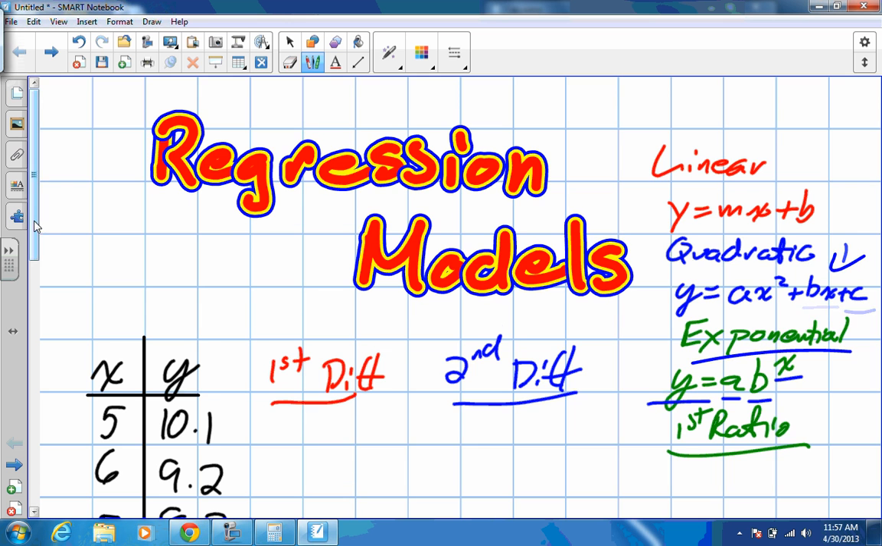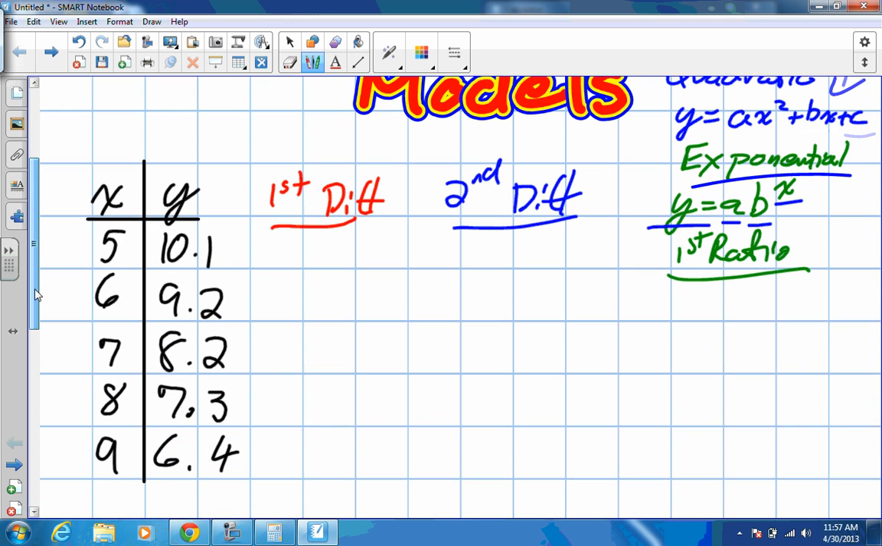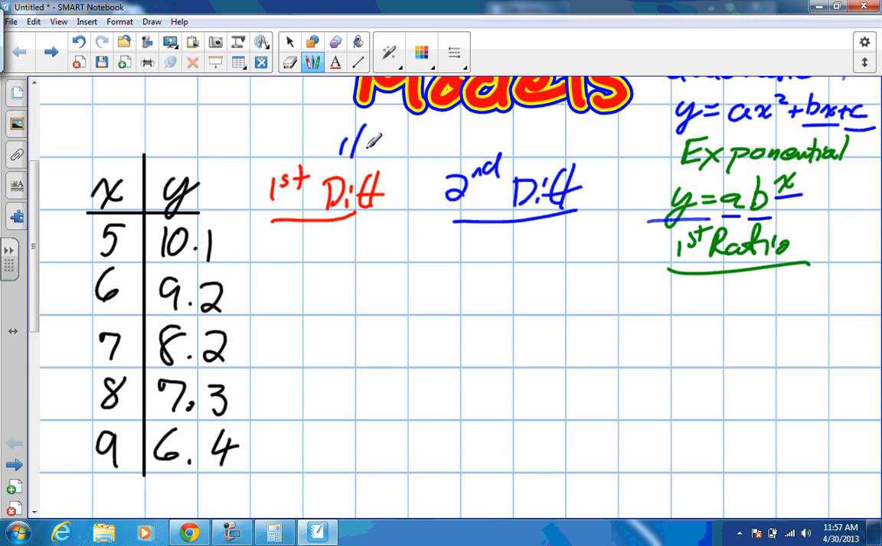We've also talked about when we have data, the three ways we can decide if something is linear, quadratic, or exponential. We can take first differences, which will tell us if it's linear. Then the second differences from the first differences will tell us if it's quadratic. And first ratio, which is something different where we do division, will tell us if it's exponential. So let's start with first differences.